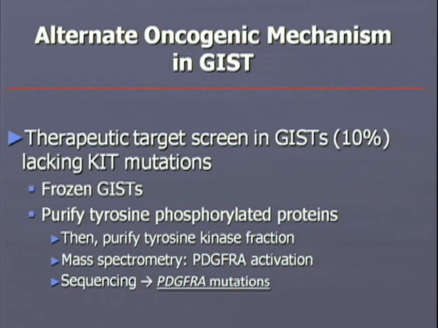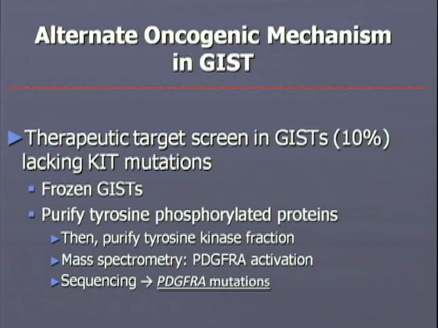Okay, let me make that more clear. In the case of GIST, we knew quickly that there was a small percentage of these tumors that lacked the KIT receptor tyrosine kinase mutations. And because the rest looked kind of like the ones with KIT mutations, they weren't wildly different histologically and clinically, we thought, well, maybe they have a similar sort of thing.